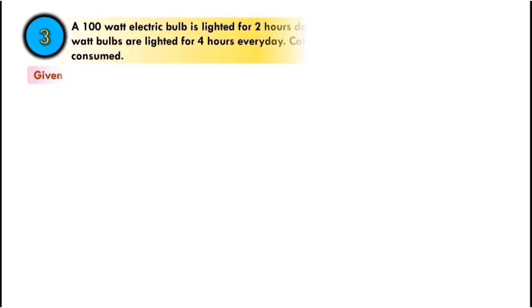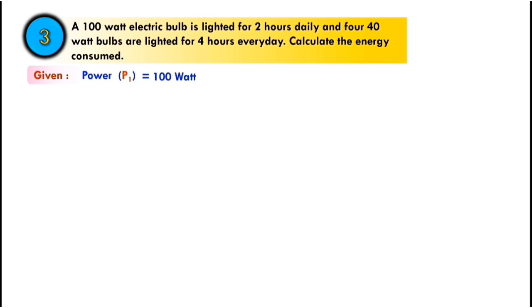Okay, now moving to question number 3. A 100 watt electric bulb is lighted for 2 hours daily and 4 40 watt bulbs are lighted for 4 hours every day. Calculate the energy consumed. So now the question gives power 1, it is given 100 watt. The watt is given, we have to convert it into kilowatt. So we have to divide by 1000 and we will get 0.1 kilowatt.